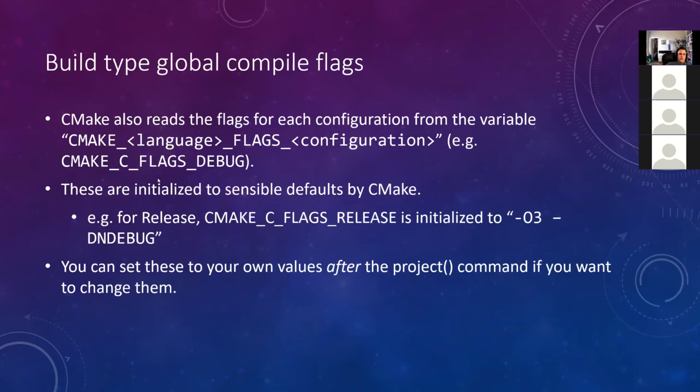However, you can also set your own value for this variable after the project command if you want to change these defaults. I don't recommend using the init variables for this because it does something weird, which I'll explain if someone wants to know. But it's best to just set them after the project command and ignore the cache variables. This is a case where it's useful to override the cache variable with your own thing. It makes it a lot easier to work with.